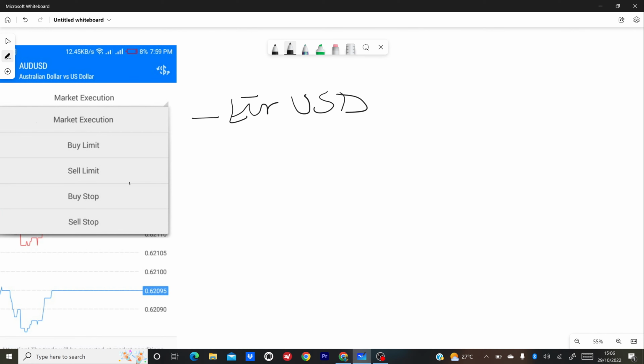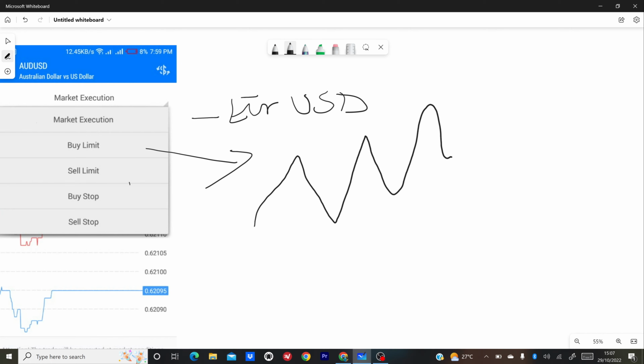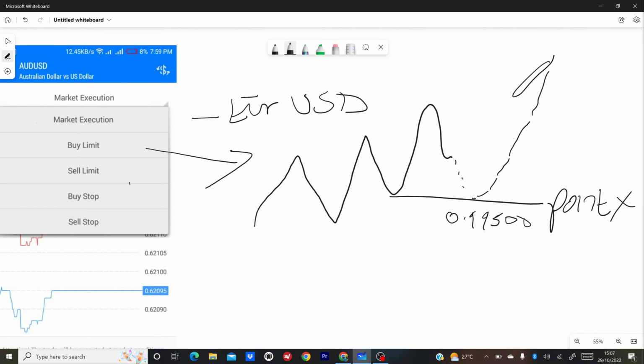Okay, let's go to the next thing, which is buy limit. When we talk about the buy limit over here, we are talking about where you want to buy when the price reaches a certain place. Let's assume this is the price movement, and the price is going to reach this point, let's say this is the point X, maybe 0.99500 of euro USD, and you know that when this price touches this point, it is going to bump up and go up this way.